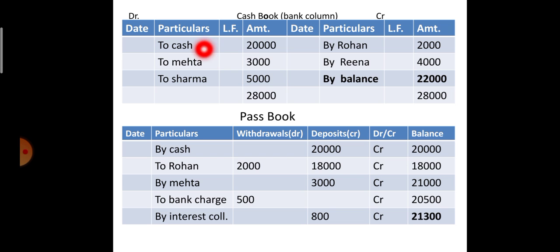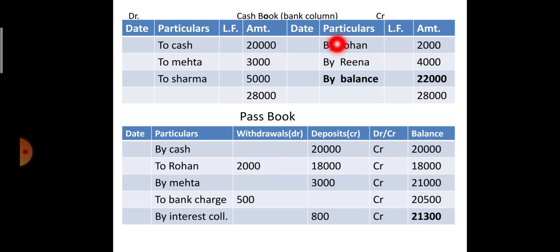Now let's take another transaction by Rohan. Amount check was paid to Rohan, 2,000 rupees. It is recorded on the credit side of the cash book. In the passbook it will be recorded in the debit column, the withdrawals column, to Rohan. Compare this. To cash, here it's by cash, 20,000 rupees. Here it's by Rohan. In the passbook it will be to Rohan in the withdrawal column.